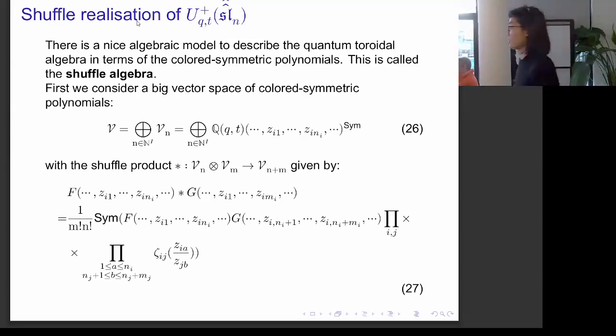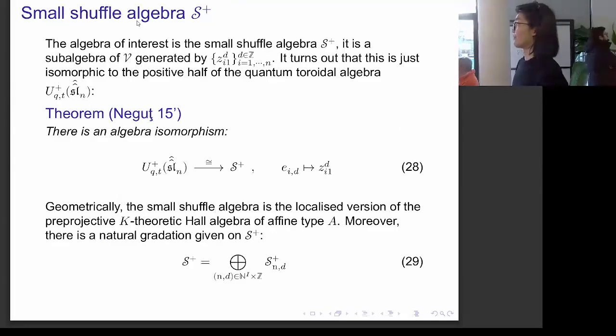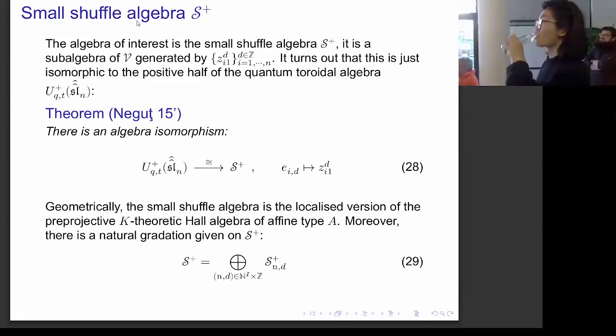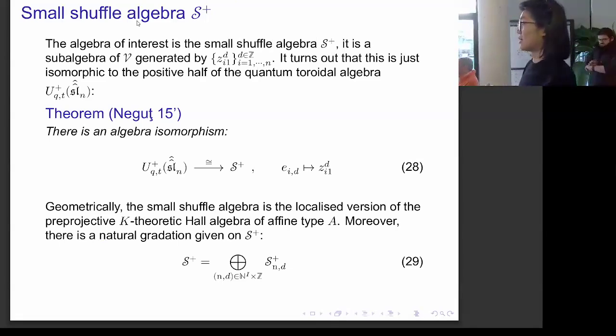And to be honest, at first it's really puzzling, because if you don't know the geometric origin of this product, usually we don't know why we should twist this kind of function. But actually, it's really natural in the geometry, because this shuffle algebra is just the algebraic model for the localized version of the pre-projected K-theoretic Hall algebra of a point of A. I didn't say anything about what the K-theory or the K-theoretic Hall algebra is, but you can take it for granted that we have an algebraic model for this kind of story.